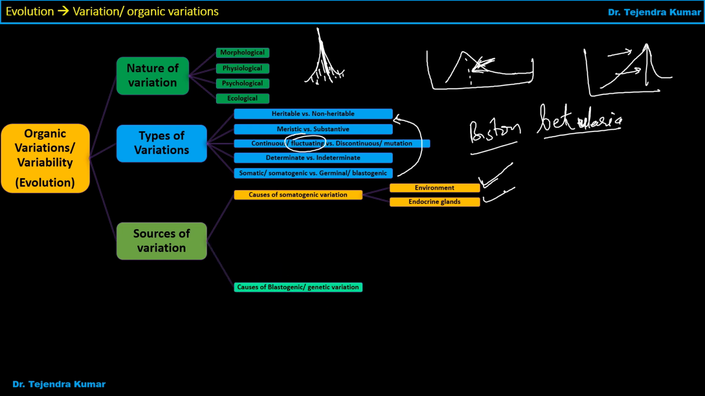Now let's see the causes of blastogenic or genetic variations. In the above case, we saw those variations which are found in an organism only, meaning they vary from organism to organism and are not passed from one generation to the next generation.